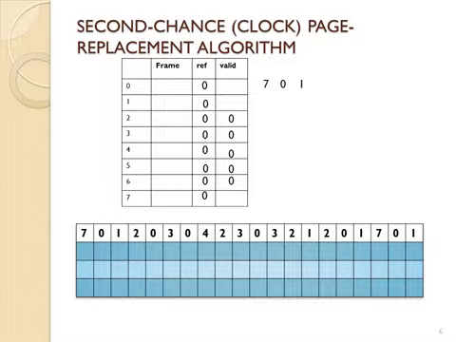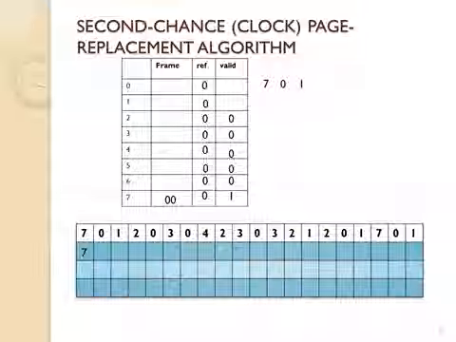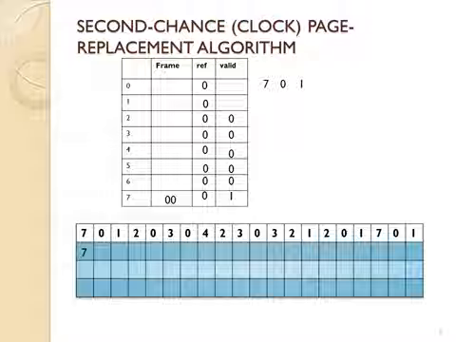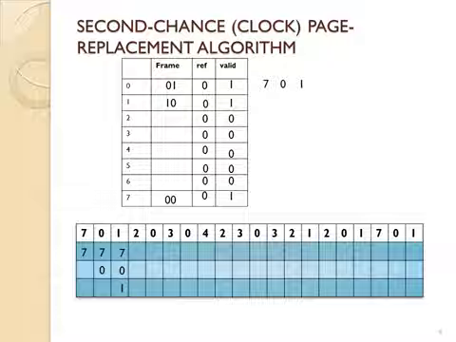So right away we need page 7. We're going to find our free frame list, and we're going to put page 7 into frame 0 and indicate that page 7 is in frame 0 and it's valid. Now we need page 0, and we're going to have a page fault. Page 0 is not in a frame, so we're going to put page 0 into frame 1 and indicate that that's valid. Then we will put page 1 into frame 2, and it's valid. So we have page 7 in frame 0, page 0 in frame 1, and page 1 in frame 2.